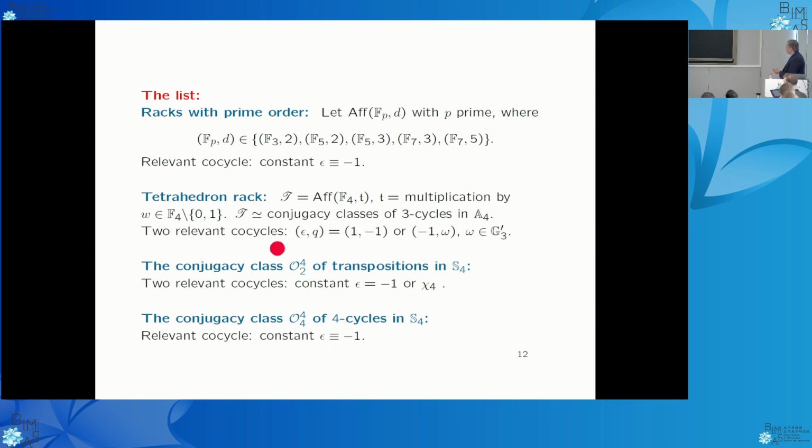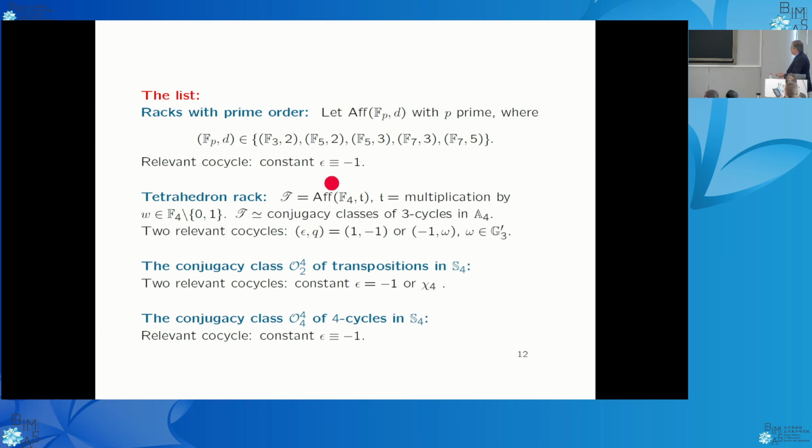And there are 2 relevant cocycles, which I do not have time to explain exactly what they mean, but they are of this shape. Then the next 2 examples are the conjugacy class of transpositions in S4, and the relevant cocycles are epsilon equal to -1 or kappa_4, which I will explain later. The Nichols algebra of the Yetter-Drinfeld braided space associated to O_2^4 and kappa_4 is the Fomin-Kirillov algebra FK4. And the one related to the transpositions in S3 with constant cocycle -1 is the Fomin-Kirillov algebra FK3.